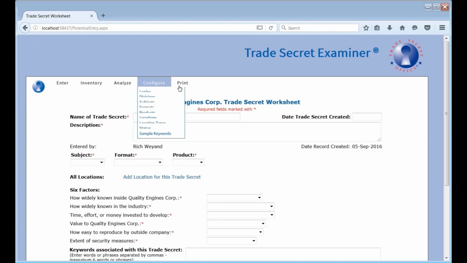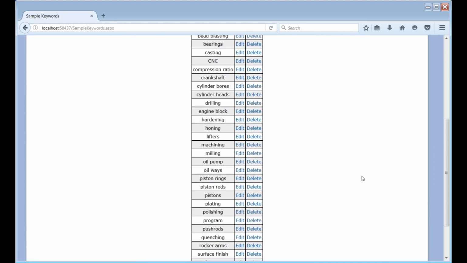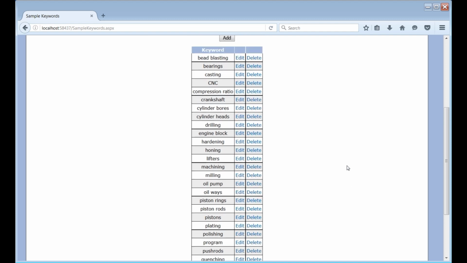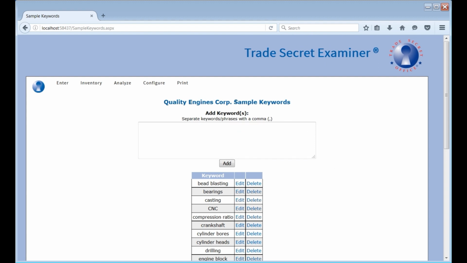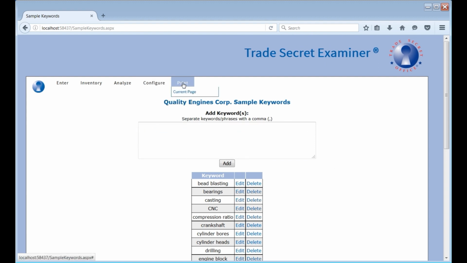When I go back to this configuration, it's not in here. These are the ones I entered originally when we started out that people may want to use when they enter trade secrets. As people enter trade secrets and add keywords to the system, they will appear in that worksheet. But this is sort of the original set. That's our configuration, and the last thing is print.